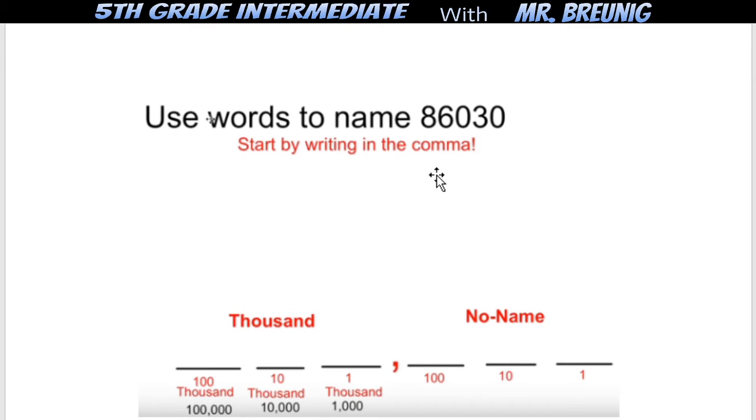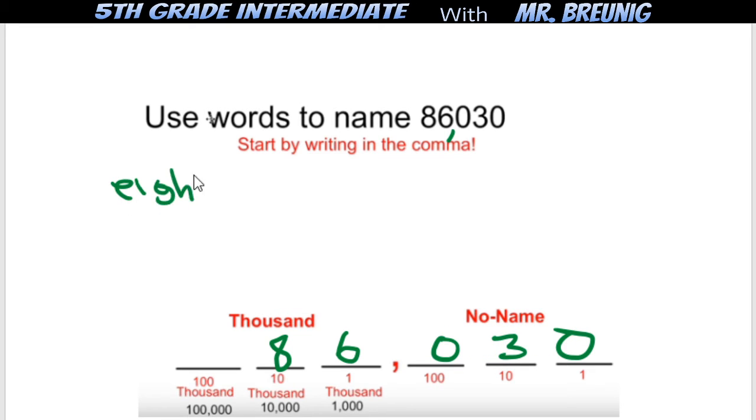Moving right along, go ahead and press pause. Please use words to name this. Don't forget, you got to start with that comma. Okay, let's go ahead. I'm going to do the 1, 2, 3, comma me. I know that I have two different groups here. I have my no-name group and my thousand group. If you can't figure out what's what, don't hesitate to write those numbers down in a place value chart. Because I know I say the number 86, I say the name of the group, 86,030. So we'll go ahead and we'll write that, and let's see if you have the same thing.